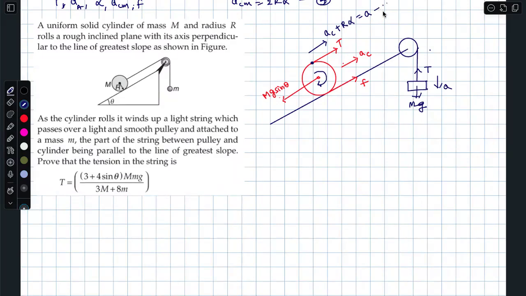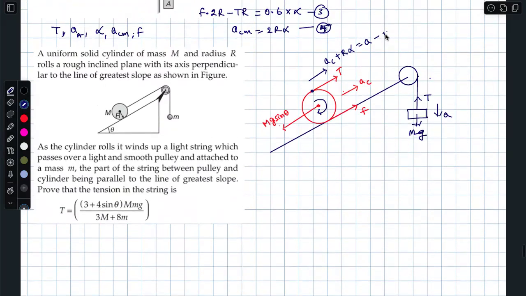Let this be equation 1. Next, Mg minus T is equal to Ma. Let this be equation 2. Done. Equation 1, equation 2.